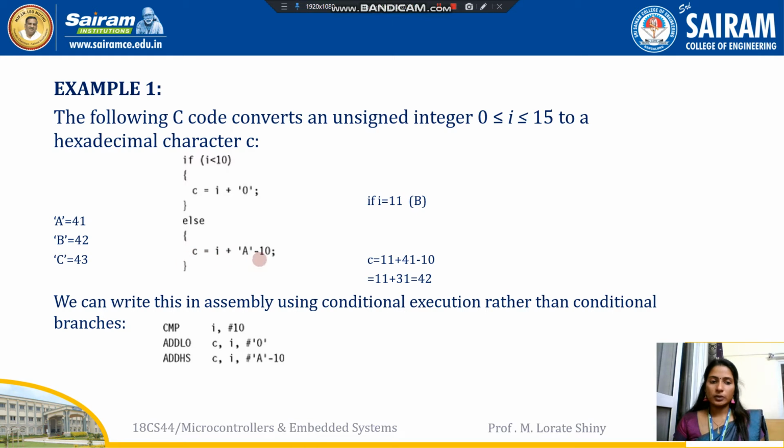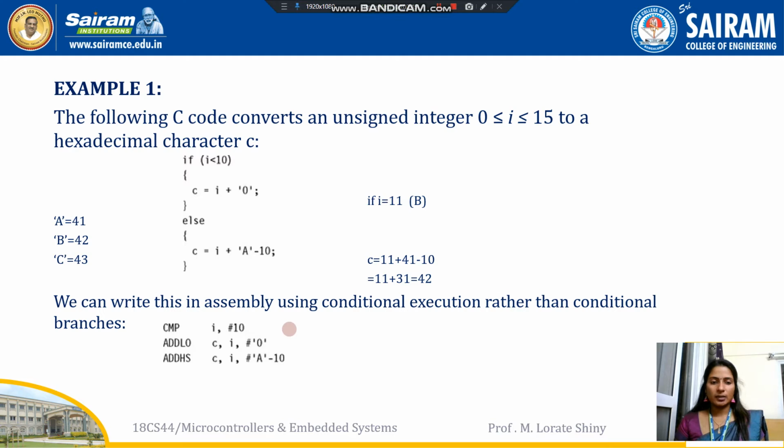The operation to convert to hexadecimal is this one. So I is taken as 11. So 11 plus A is 41. 41 minus 10. 11 plus 41 minus 10, it is 31. So 11 plus 31 is 42. So ASCII A is 41, ASCII B is 42, ASCII C is 43, and so on. So 42 is B. So now this is a C program.